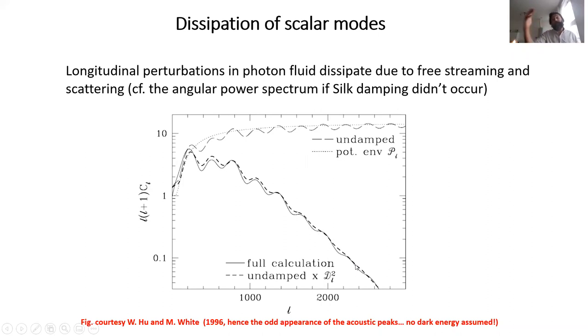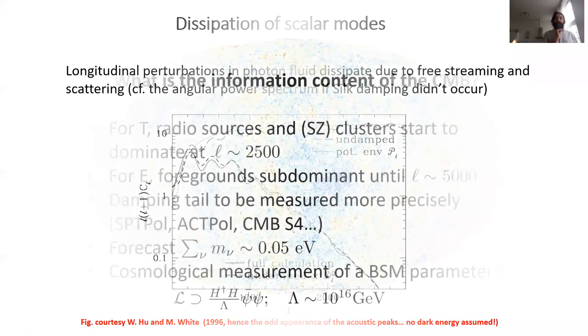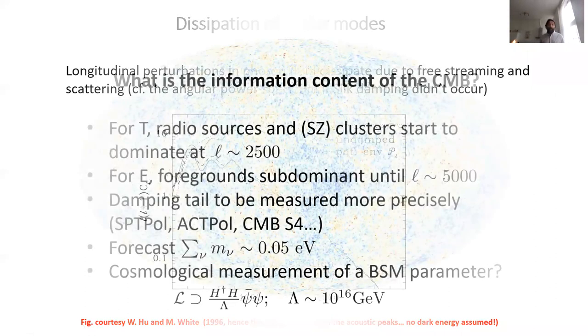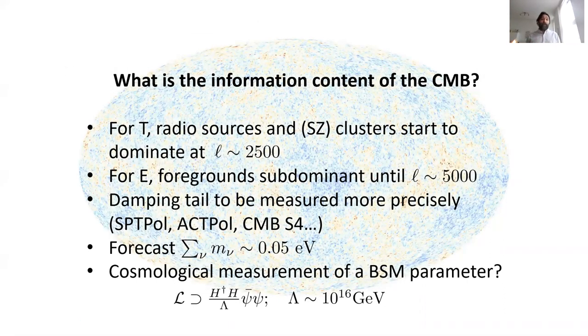It's an exponential cutoff. I just talked about free streaming effects, but it's a combination of free streaming and scattering. Nevertheless, the primordial signal starts to go down and the astrophysical signal starts to come up, and you eventually run out of steam. What that's telling you is that you have a finite number of pixels to extract the information that you like.